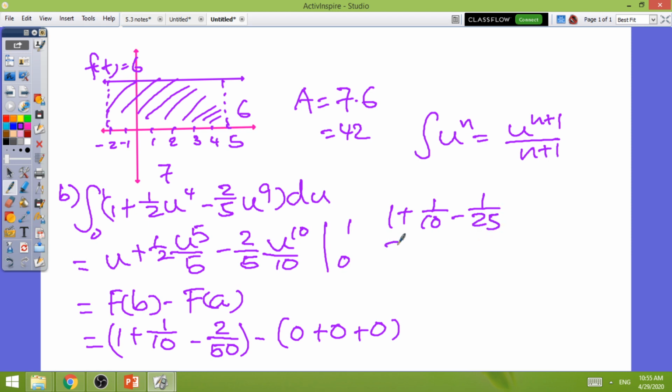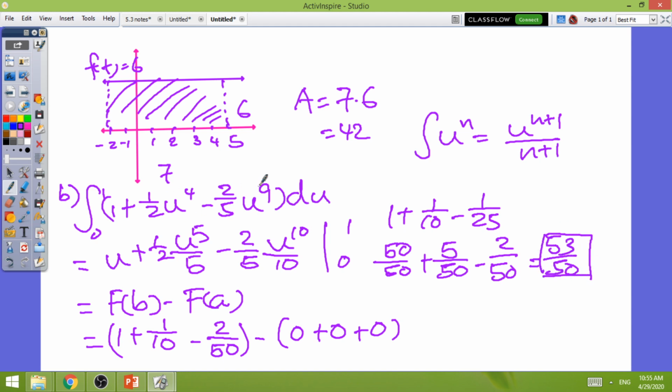So common denominator, 25. So 25 over 25 plus, well, let's see. No, it's not 25. So common denominator is actually 50. So 50 over 50, so this one is 5 over 50 minus 2 over 50. So we got 55 minus 2, so 53 over 50. And that'll be the area under the curve of this integral. So that's for part B.